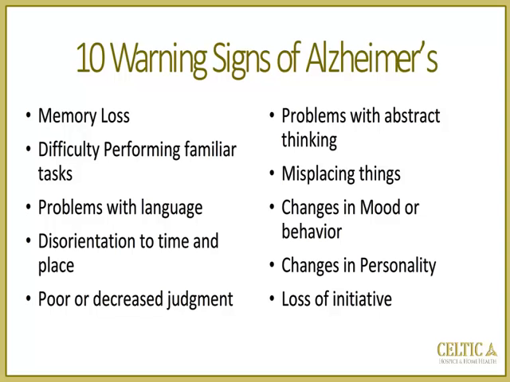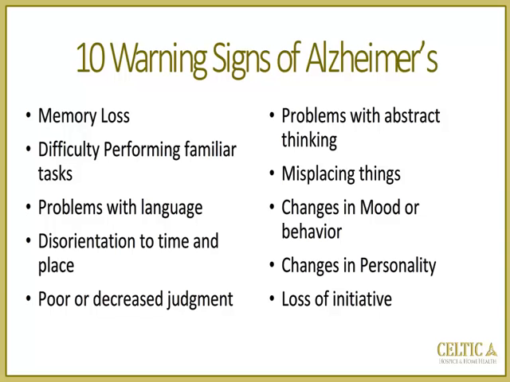The fifth warning sign is poor or decreased judgment. Dressing inappropriately, wearing several layers on a warm day, or little clothing in the cold. One may show poor judgment about money, like giving away large sums. Normal in aging is making a questionable or debatable decision from time to time.